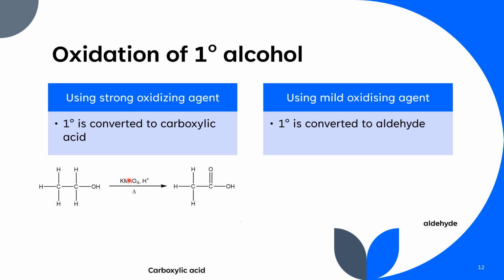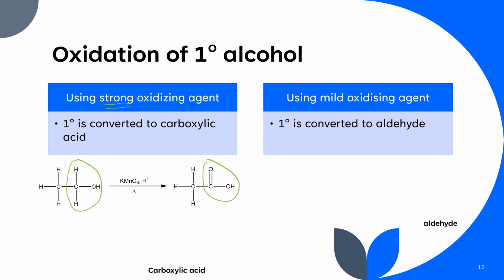So what will happen is, okay, focus on the C that is directly bonded to OH. So the whole group here will turn into COOH. Okay, so again, the C with OH, the whole group here will turn into COOH. Okay, so that is the product that is formed when we oxidize a primary alcohol using a strong oxidizing agent.